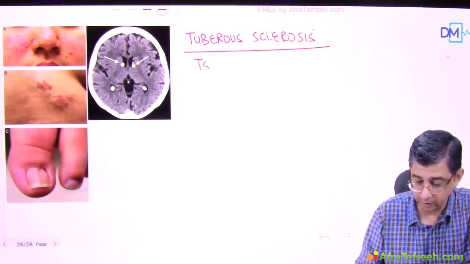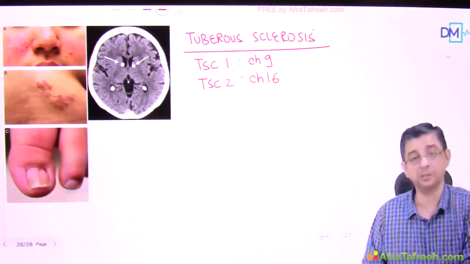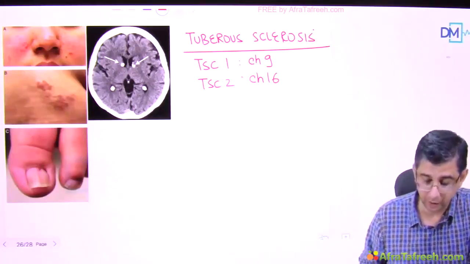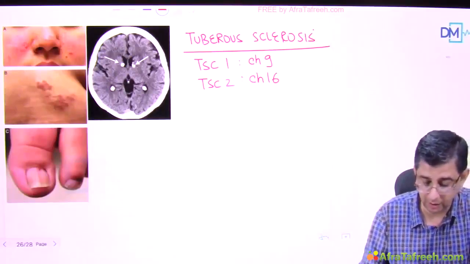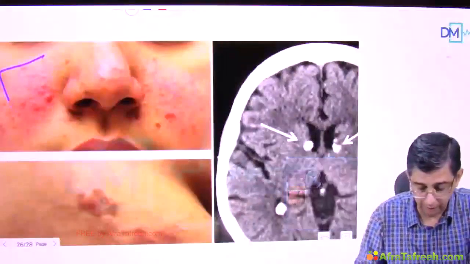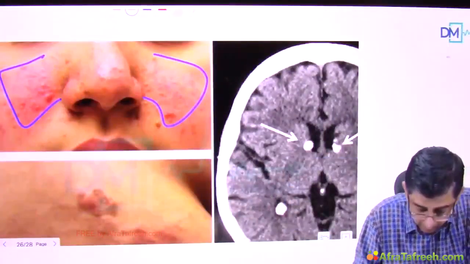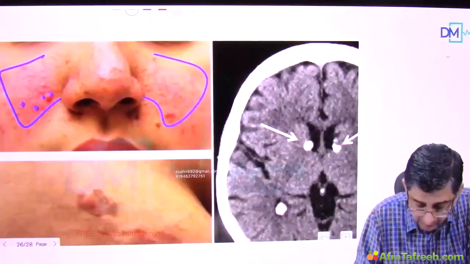This would be related to genes TSC1 and TSC2. TSC1 is related to chromosome 9, TSC2 gene is related to chromosome number 16. In these patients, the cutaneous manifestations are very classical, and I'll just show them to you. In a butterfly distribution, mark my words, they're not saying butterfly rash. In butterfly distribution, you would be able to see these acneiform lesions.